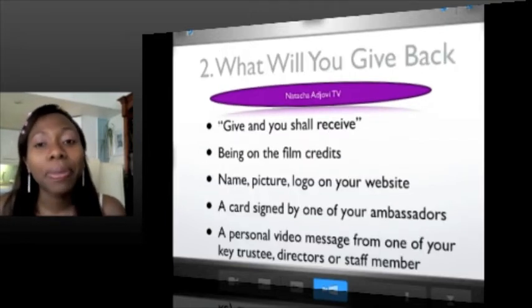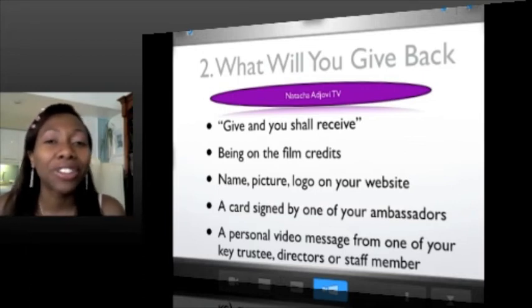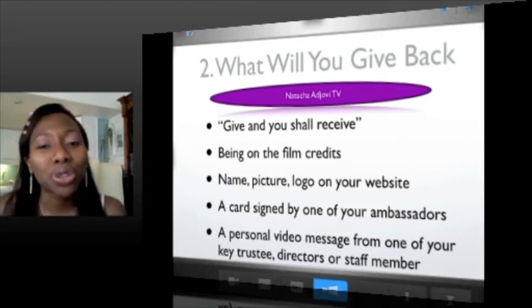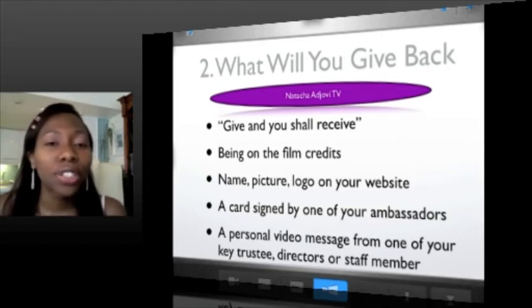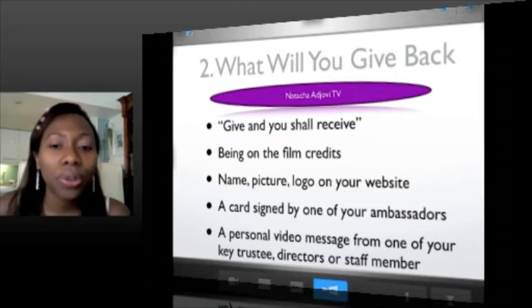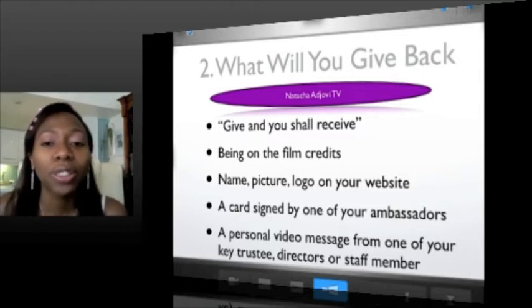The second step is, why would you give back? The spiritual law behind crowdfunding is give and you shall receive. So you can do different things. You can be as creative as you want here. So, for example, if you're creating a film for a campaign for the environment, you can let your supporters be on the film credits.